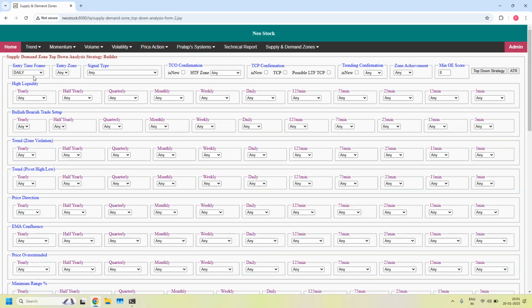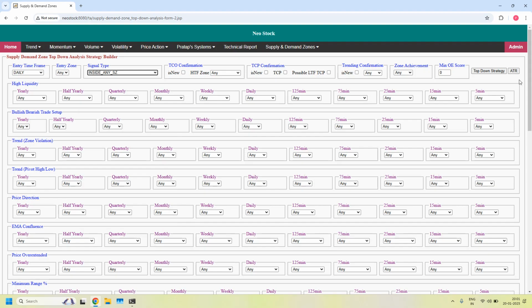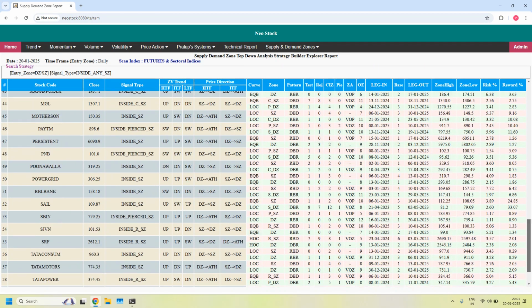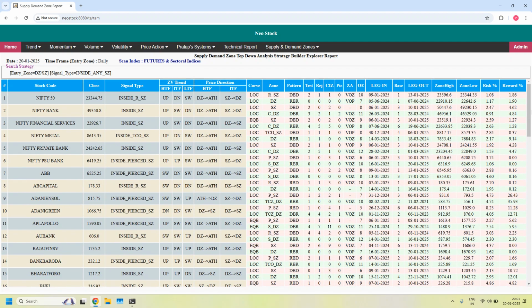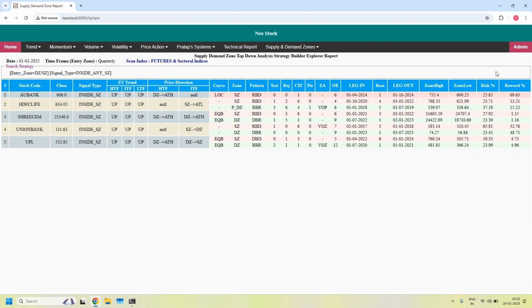Okay, next, quarterly time frame. Price closed inside quarterly supply zone. We got 61 stocks. Price closed inside. Again a mistake, this is a daily time frame. A lot of mistakes I am making today. So quarterly time frame, price closed inside quarterly supply zone.